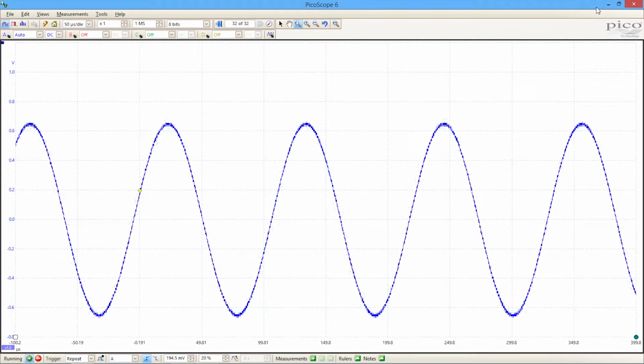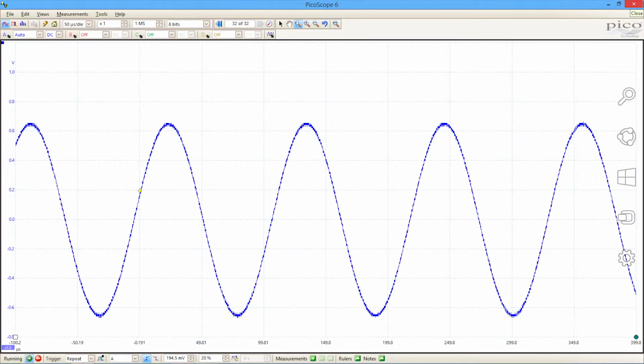The PicoScope 5000 is a USB connected PC-based instrument. Control of the instrument is done through the laptop computer, and display of the waveforms that it's captured are shown on the laptop screen. What we're looking at here is a relatively low frequency sine wave. It's a 9 kHz sine wave, and we can see it clearly on the screen.